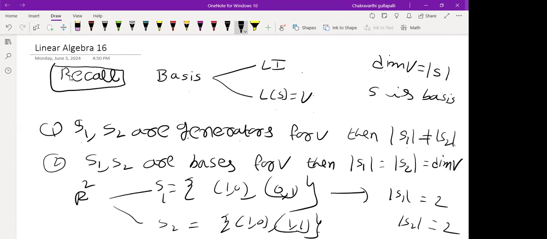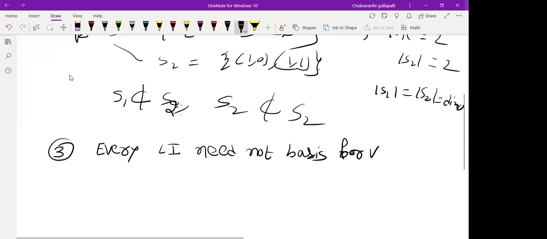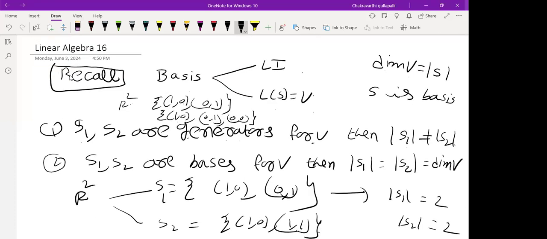The other day we have seen for the same space R2, we had (1,0), (0,1) as a generator, and we have also seen (1,0), (0,1), (0,0) is also a generator. The first one contains two vectors, the second one contains three vectors. Both are generators for R2, but this is containing two vectors, this is containing three vectors. So if they are generators for the same space also, cardinalities need not be equal. Not required, not must, okay? Not compulsory. But if they are bases, sometimes they may be equal, but not necessarily.